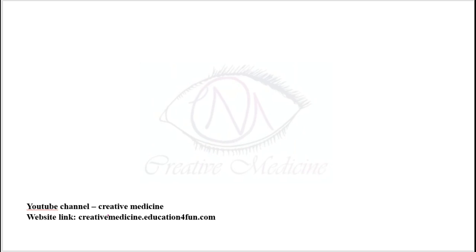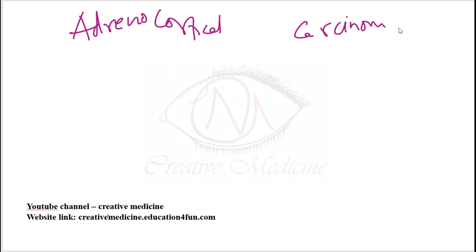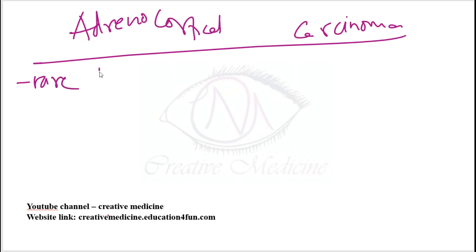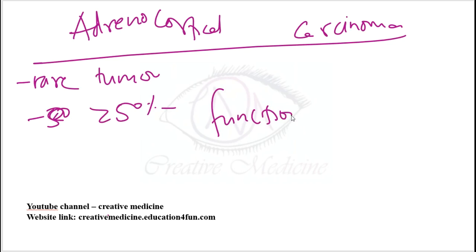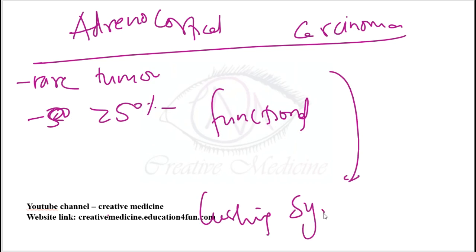Then we have adenocortical tumors. The next topic in adrenal glands is adenocortical tumors. What are adenocortical carcinomas? First, adenocortical carcinoma is a rare tumor in which more than 50% are functional, and these adenocortical carcinomas will mainly lead to Cushing's syndrome, and also it can lead to virilization. Most commonly it will lead to Cushing's syndrome.